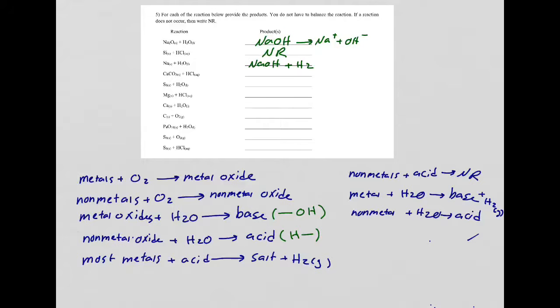Now, next one is calcium carbonate plus HCl. This is a double replacement reaction. In is with in is, out is with out is, okay? So you can do it as a double replacement reaction. If I do it as a double replacement reaction, what I end up getting is calcium chloride plus carbonic acid.